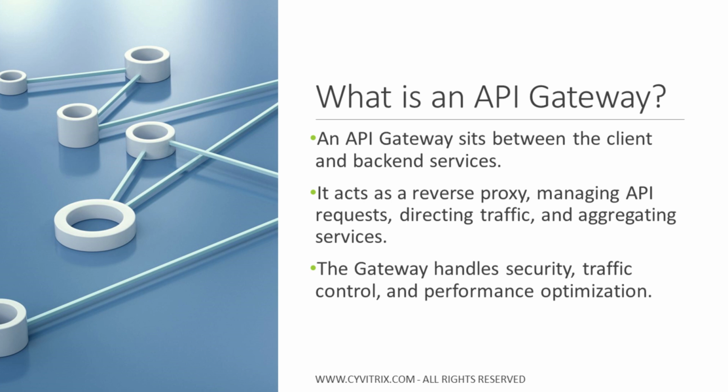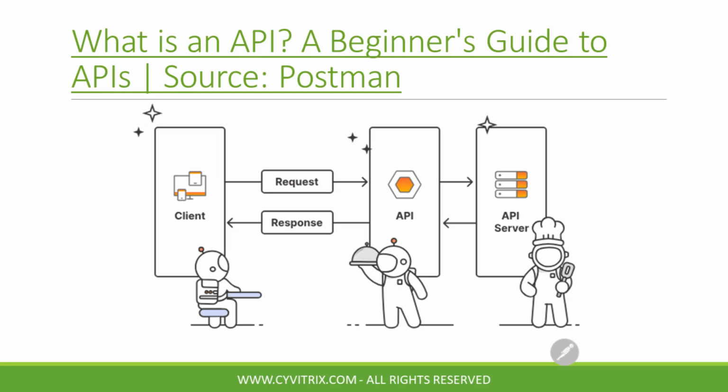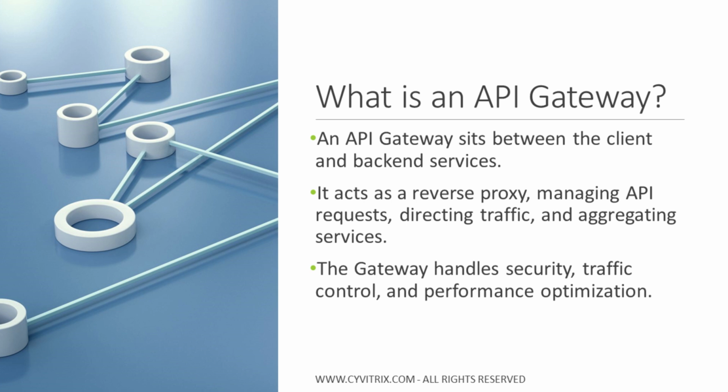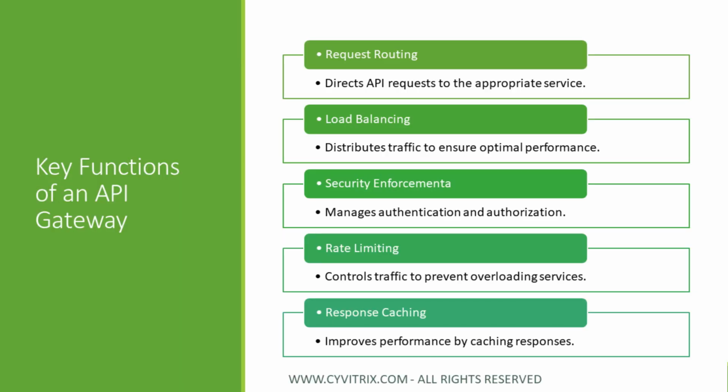An API gateway is a server that sits between the client and a collection of back-end services. It acts as a reverse proxy, accepting all API calls, aggregating the required services, and returning the appropriate results to the client. API gateways are especially useful in microservices architectures, where multiple services make up an application. They simplify client interactions by providing a single entry point for all requests.